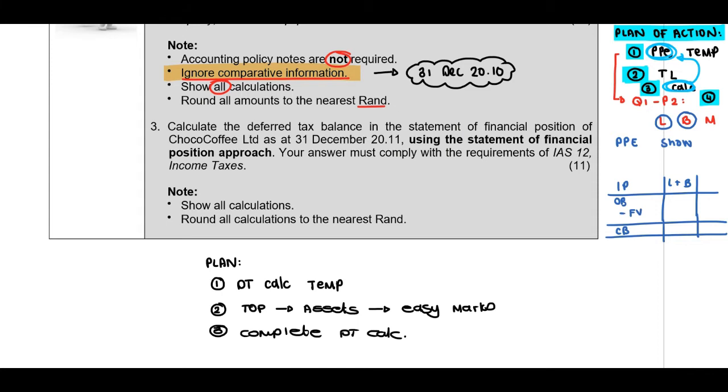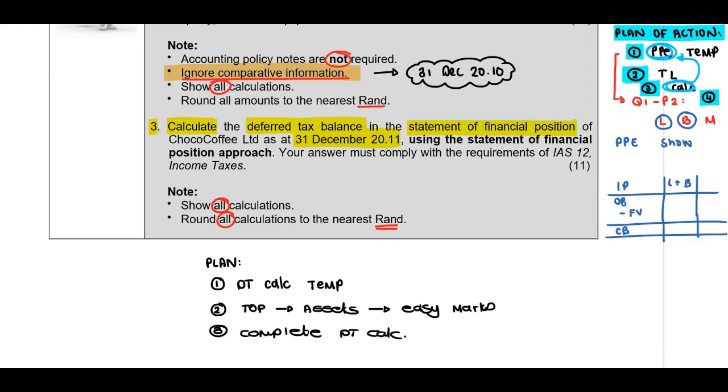Right, let's have a look at part 3. Calculate. Look at this, guys. Calculate. Not present, not disclose. Calculate the deferred tax balance, therefore one amount, in the statement of financial position of ChocoCoffee Ltd as at 31 December 20.11 using the statement of financial position approach. Your answer must comply with the requirements of IAS 12. Note, show all calculations, round all calculations to your nearest rand.